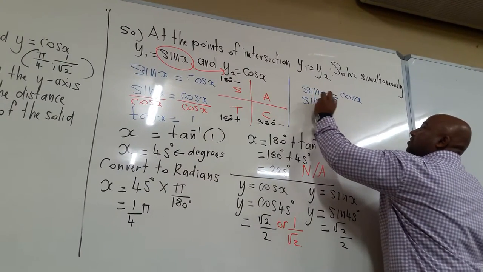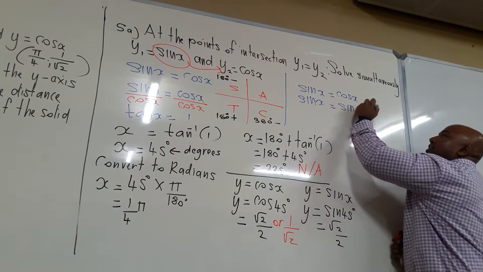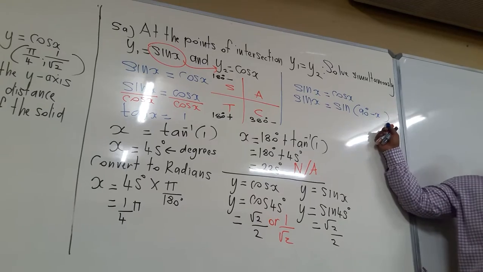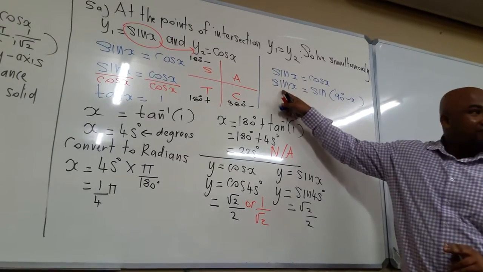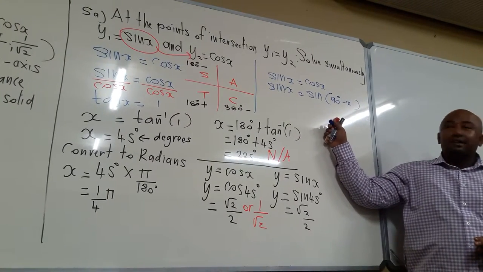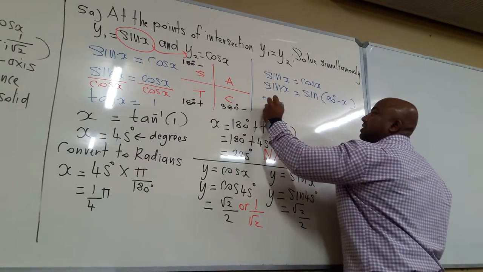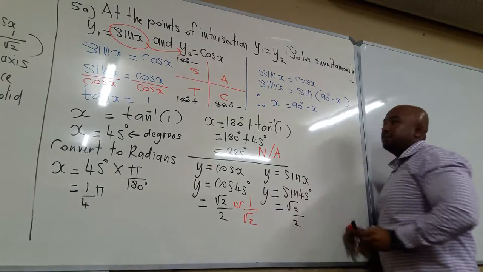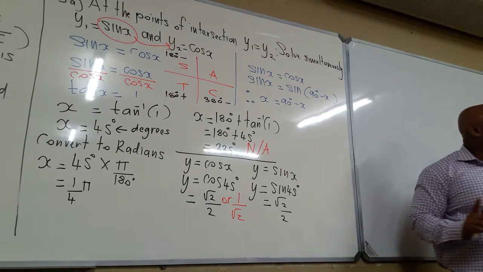So I got sine of x here. If I want to change cos to sine, this can be written as sine of 90 degrees minus x. What is sine of 90 minus x? Sine of 90 minus x is cos x. So now what do I have here? I have sine on the left and I have sine on the right. The left hand side must equal the right hand side. That means the angle on the left must equal the angle on the right. So therefore, again I'm dealing with the first quadrant, so x must equal 90 minus x. The other solution will be in the second quadrant, but we're not interested in that at the moment.